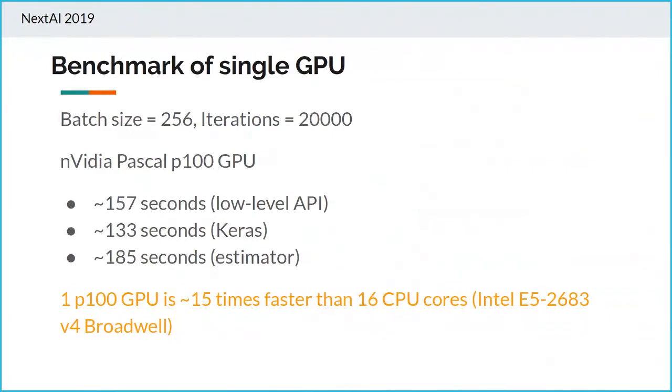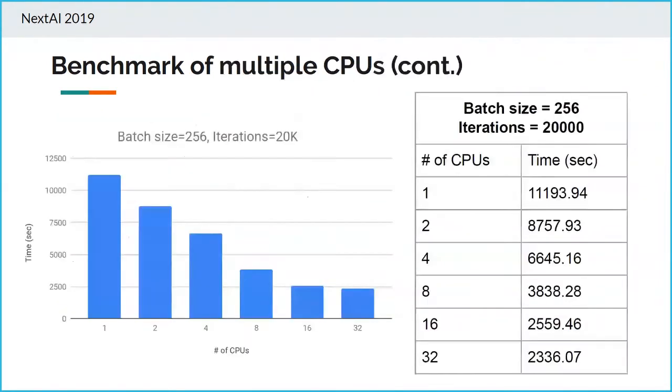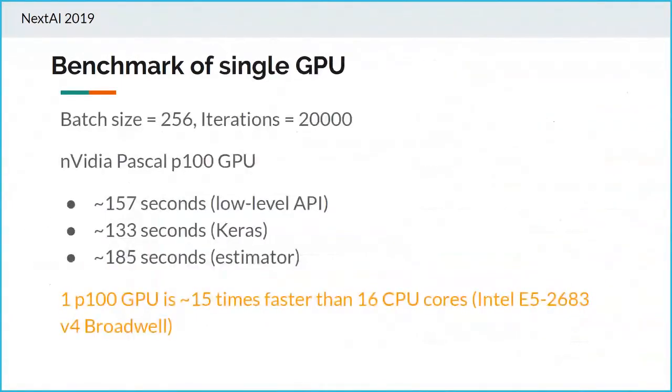We have an average of something like 150 seconds using one GPU. Let's go back. If you use 16 CPUs, you have 2,500 seconds. So when we compare them, it takes a much longer time. Okay.